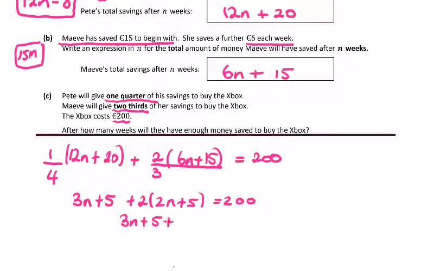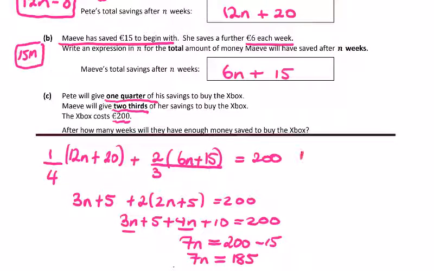3n plus 5 plus 4n plus 10 equals 200. Just solving a linear equation now. 7n is going to be equal to 200 minus 15. 7n is equal to 185. So n is equal to 185 over 7. So n is going to be 7 into 18 twice, 26.4. So after how many weeks? They'll have enough after 26.4 weeks. So n will be a natural number. 27 weeks will be the answer here.